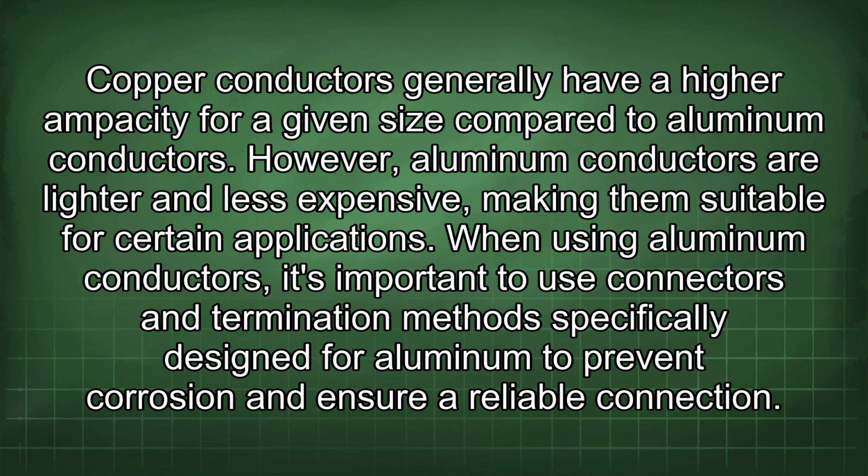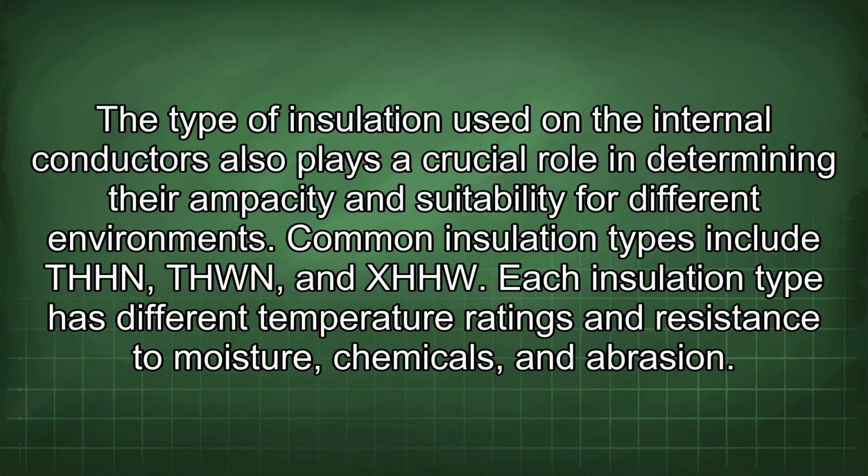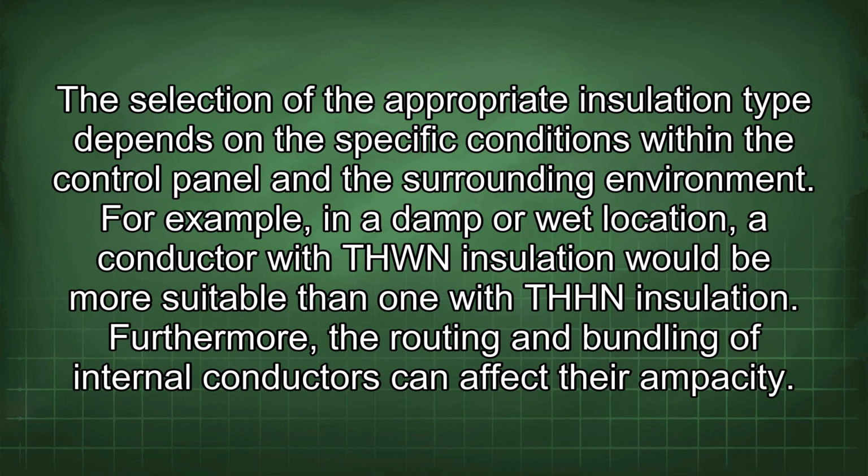The type of insulation used on the internal conductors also plays a crucial role in determining their ampacity and suitability for different environments. Common insulation types include THHN, THWN, and XHHW. Each insulation type has different temperature ratings and resistance to moisture, chemicals, and abrasion. The selection of the appropriate insulation type depends on the specific conditions within the control panel and the surrounding environment.